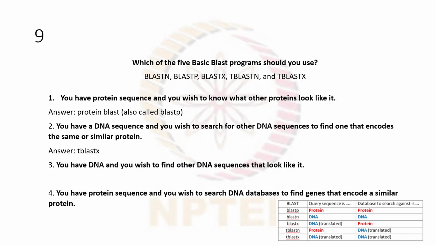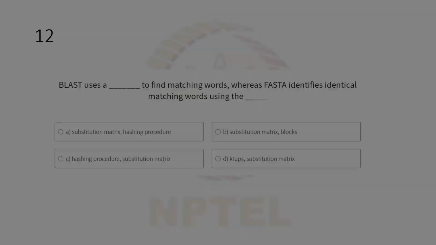So the third question is similar, like we have a DNA and we need to search against the DNA sequences. So it's a simple question: nucleotide BLAST or BLASTN. Finally, we have a protein sequence and we wish to search against a DNA database to find the genes. That will be TBLASTN.